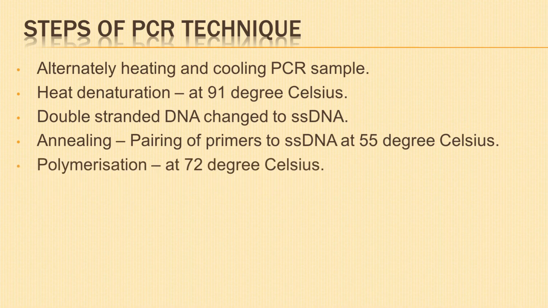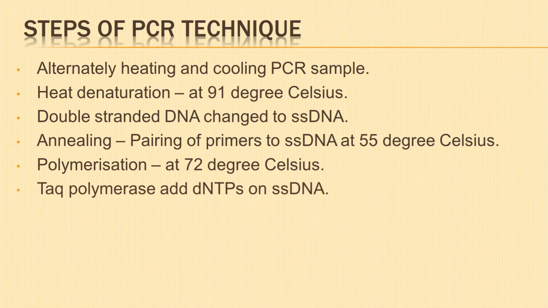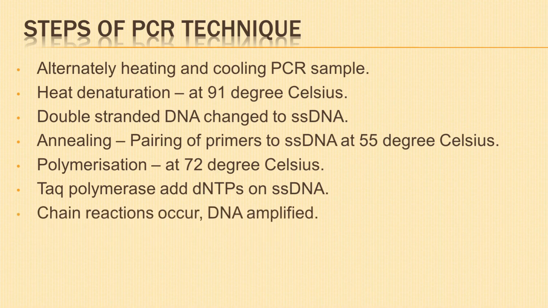Polymerisation. Temperature is raised to 72 degrees Celsius. The Taq polymerase adds deoxynucleoside triphosphates behind the primer on the single-stranded DNA. This is one cycle of the reaction. A chain reaction is set up and DNA template is amplified. It is then ligated with a cut vector.